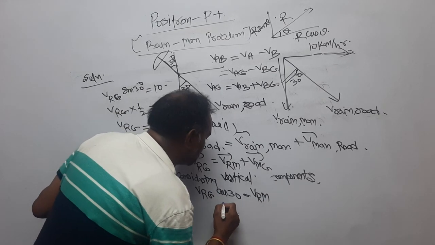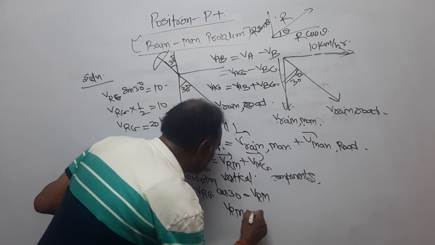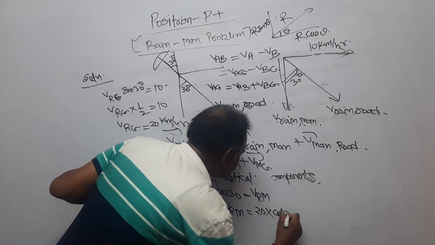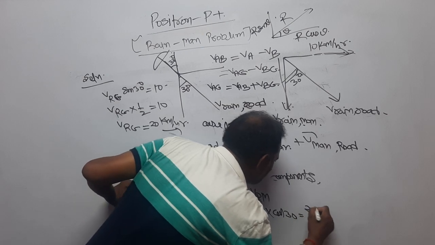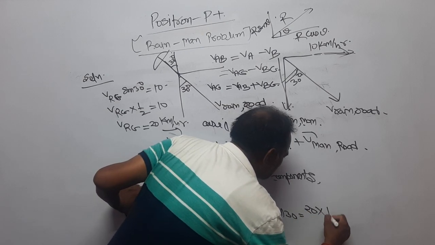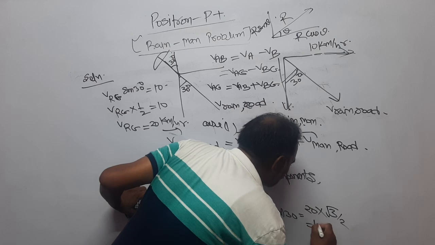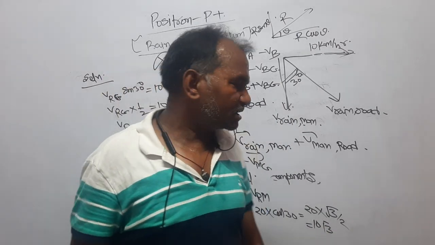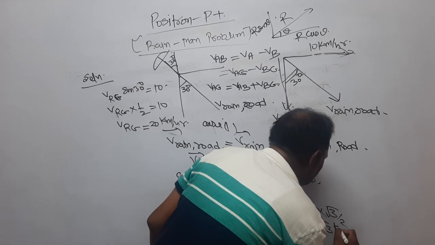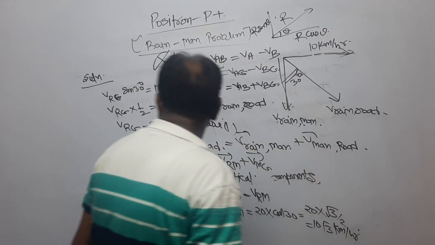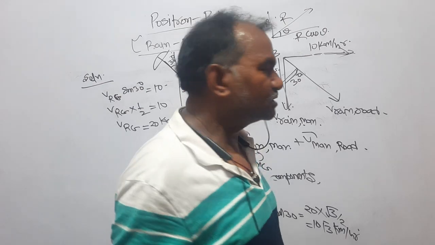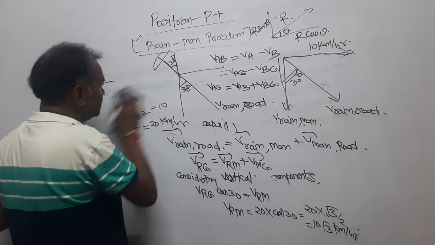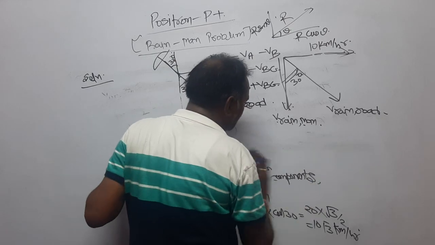So VRG we have found out. VRM is equal to VRG cos 30, that is 20 cos 30. Cos 30 is root 3 by 2, so that is 10 root 3. Dear students, velocity of rain with respect to man is 10 root 3 kilometer per hour, and the velocity of rain with respect to ground is 20 kilometer per hour. We solved that. There is another method you can apply. Let's apply another method.